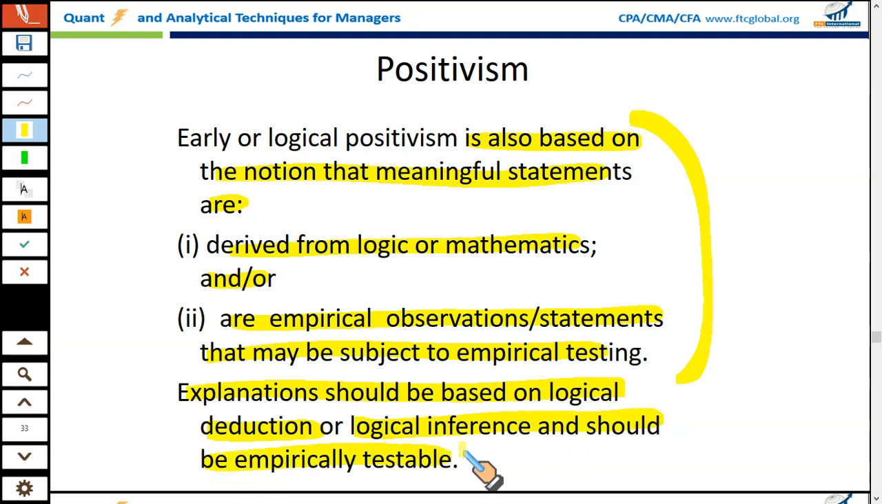Yes, logical positivism holds that for any statement or theory to be meaningful, it must be either logically provable, you can prove it mathematically, or it can be empirically verified. Go and observe and see for yourself. So this approach focuses on scientific rigor and empirical evidence to build knowledge. Empirical evidence means you are able to prove through observation.